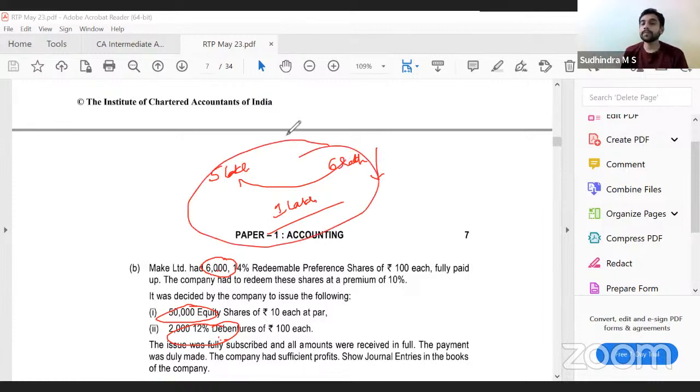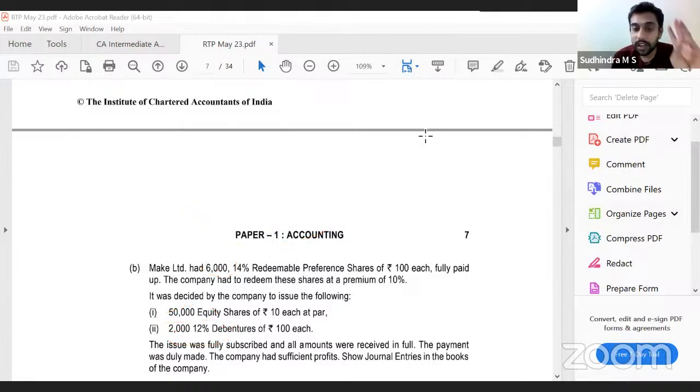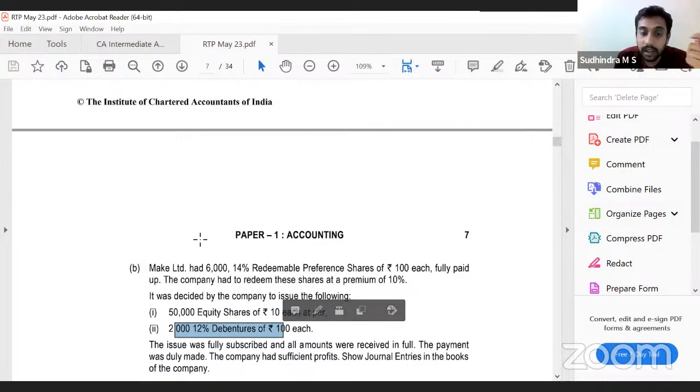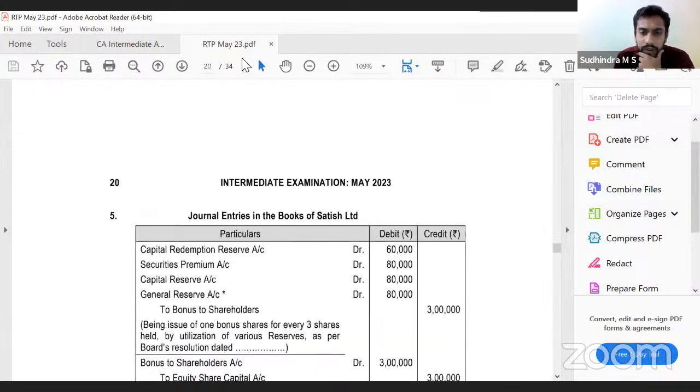Using this concept, we have to just pass journal entries. That's all. A simple question. So we have to allot equity shares, allot debentures, calculate the CRR to be created, pass journal entry, create CRR. Here there is no insufficient information given, insufficient free reserves, insufficient bank balance. So we need not worry about that. Just pass the journal entries. If you want, we can look into the answer.